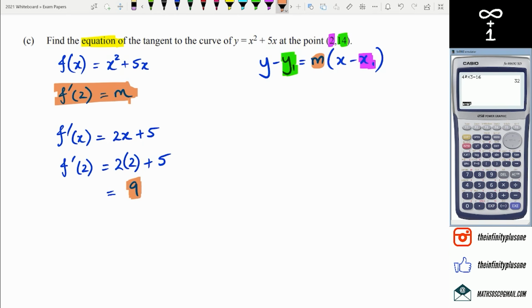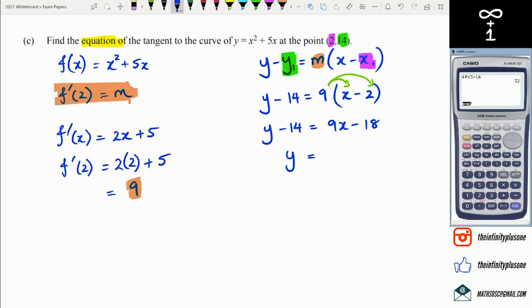As you can see, I've got all the components that I need to create the equation of the tangent. So I'm going to write this down. y minus y1, which is 14, as I said, that's the point. m is the gradient, which is 9. And then I've got x take away x1, which happens to be 2. At this point, all I've got to do is rearrange everything. So I've got y minus 14 equals, just expanded out, 9x minus 18. And then moving that negative 14 to the opposite side makes it positive 14. That gives me my equation of the tangent, which equals 9x minus 4.